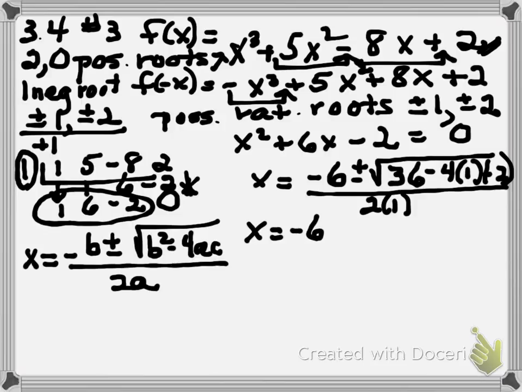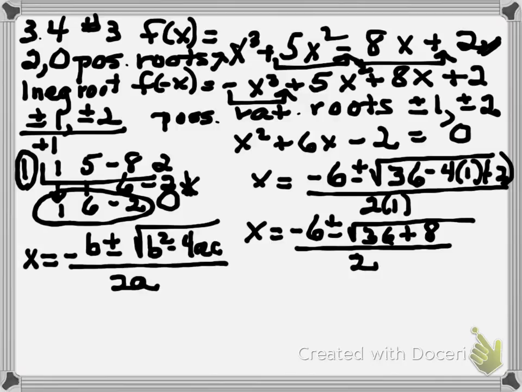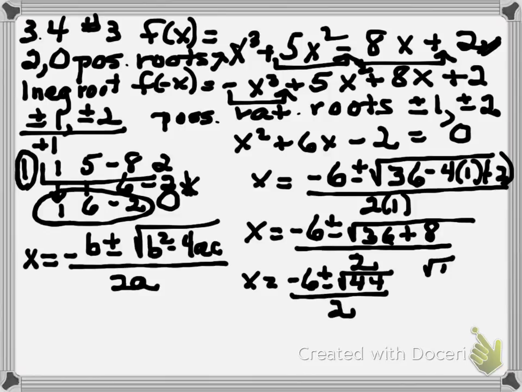x is equal to -6 plus or minus the square root of 36 plus 8, over 2. x is equal to -6 plus or minus the square root of 44 over 2. Now let's talk about how you proceed from here. I'm going to break the square root of 44 down into the square root of 4 times the square root of 11, because I'm looking for a perfect square factor.